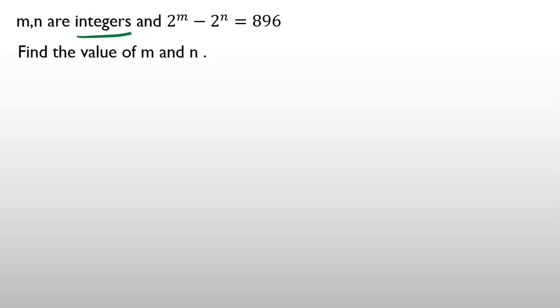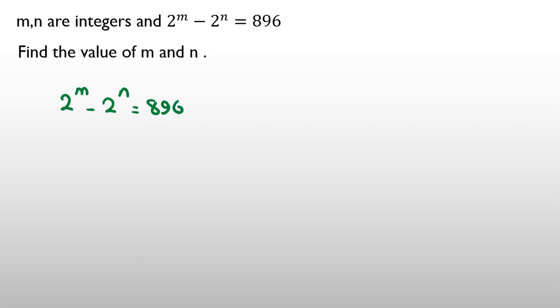M and N are integers, and 2 to the M minus 2 to the N equals 896. Find the value of M and N. Okay, so look here, 2 to the M minus 2 to the N is 896.